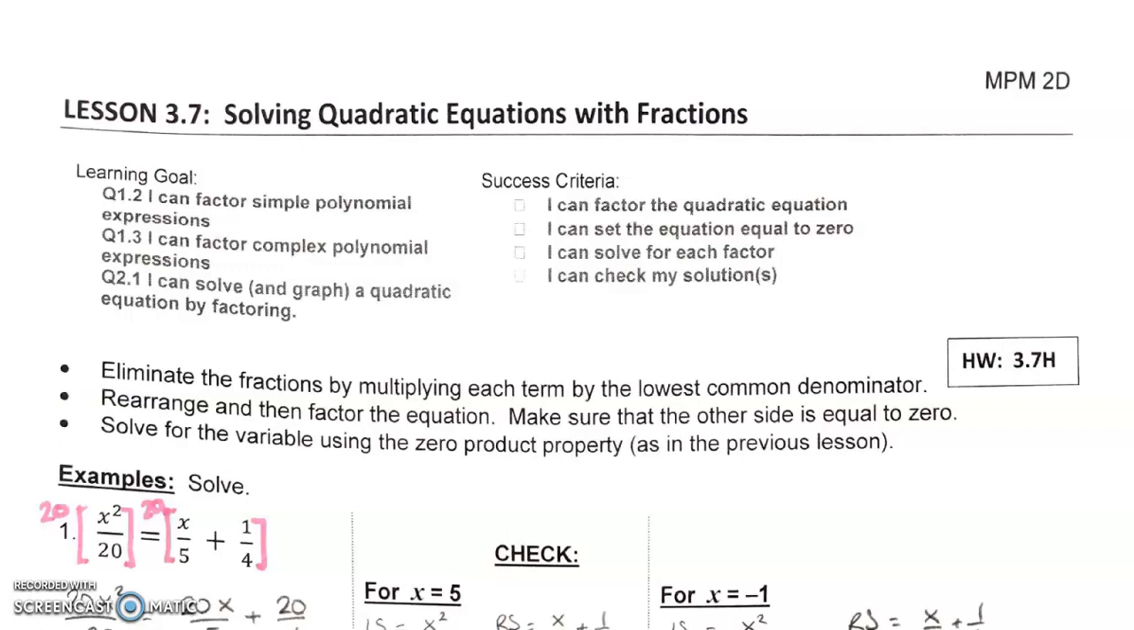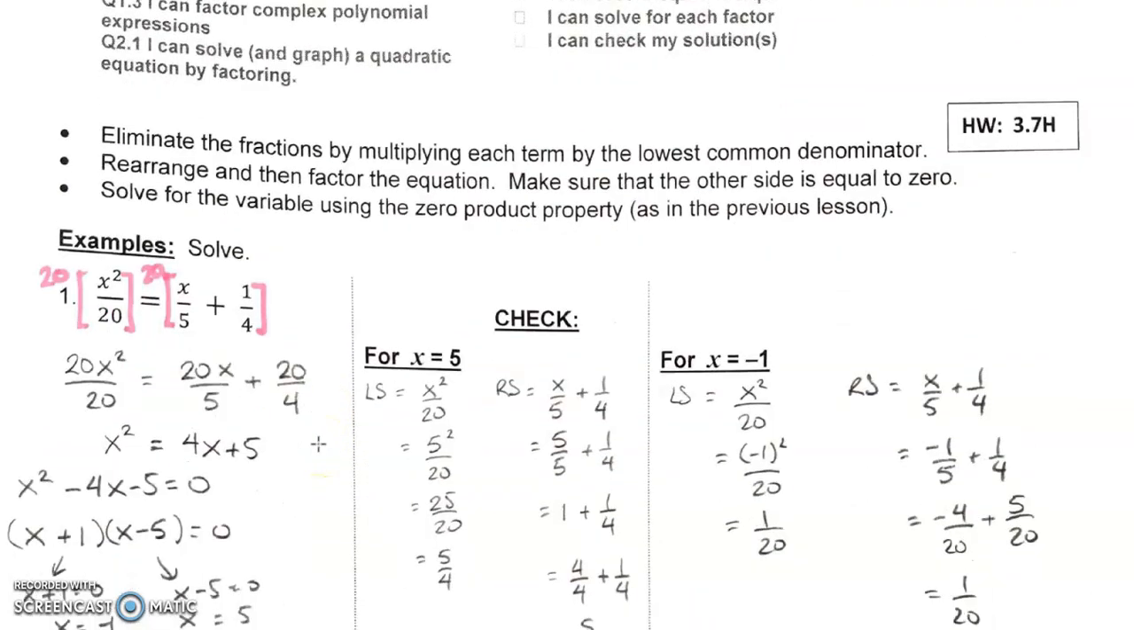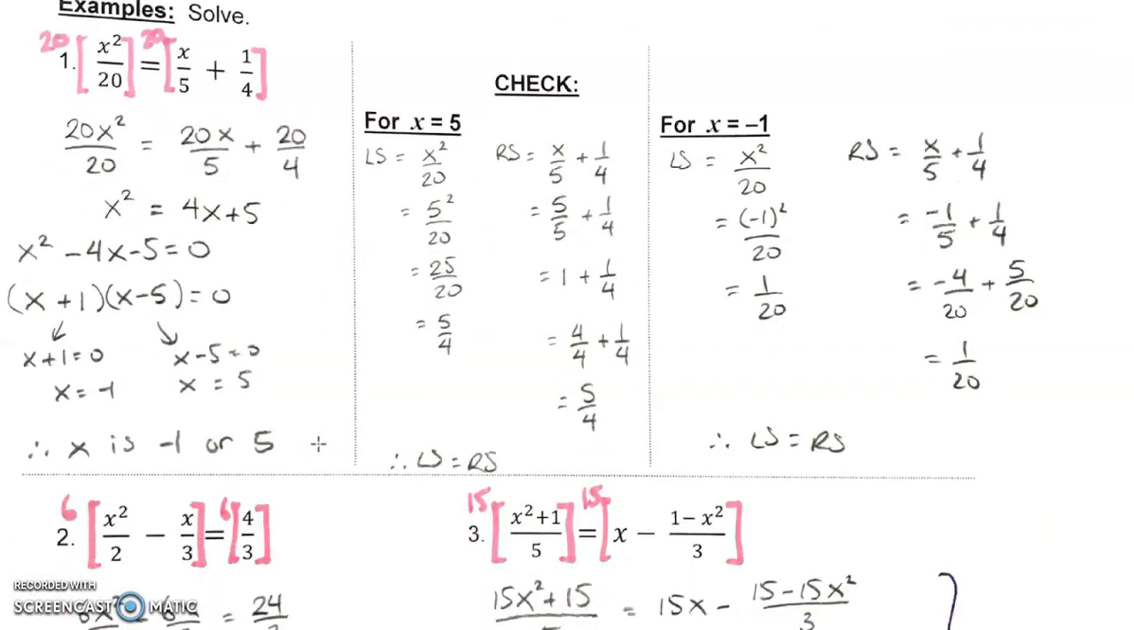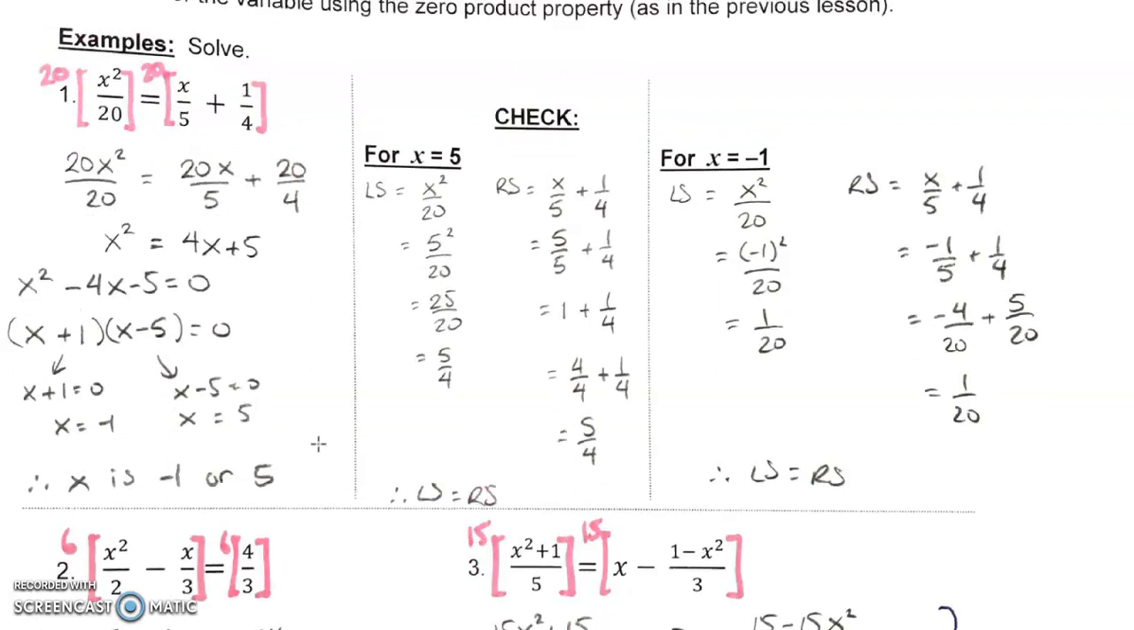It's just a tip as to how to deal with the fractions, but then everything else is pretty much what we did in lesson 3.6. Now there are instructions right here, and the homework is the 3.7 homework page. Okay, so let's get started on the first example. As always, I like to teach through the example instead of the steps, but you're welcome to look at the steps if you'd like.